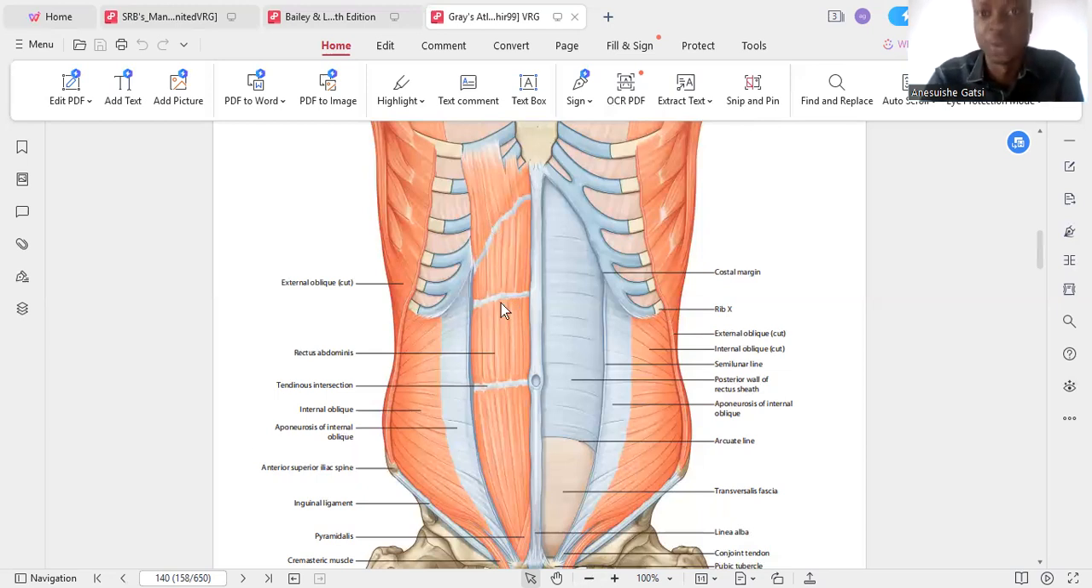Then we have these tendinous intersections that we also see on the rectus abdominis, right? So these tendinous intersections pass horizontally, as you can see. Sometimes they do it in a zigzag manner, and they help divide your long muscle into shorter segments, which is sometimes referred to as what we call the six pack.